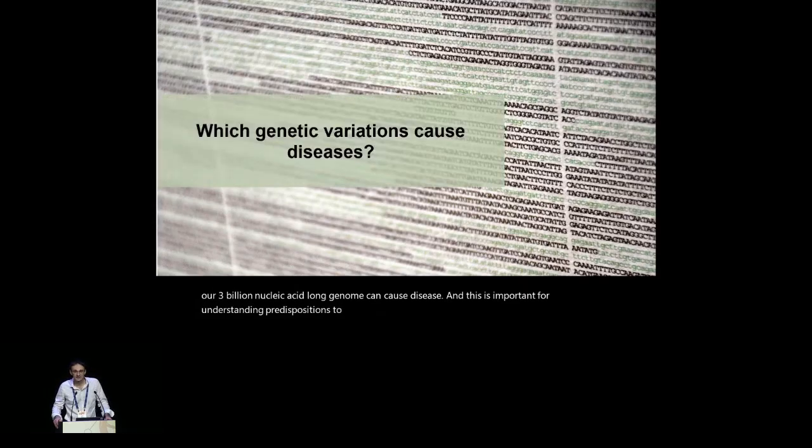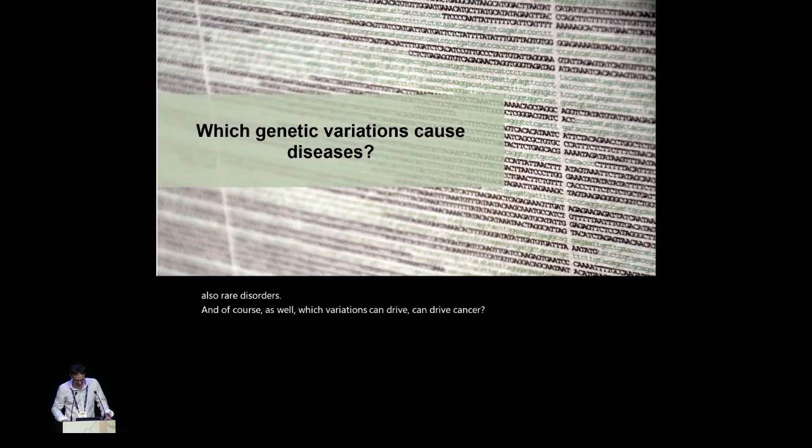And for 20 years, we're still, unfortunately, many times clueless as to which variations in our 3 billion nucleic acid long genome can cause disease. And this is important for understanding predispositions to common diseases, to understand which variants are causing also rare disorders, and of course as well, which variations can drive cancer.